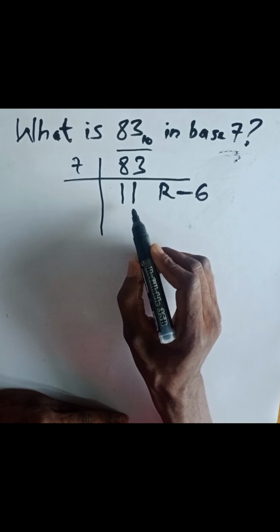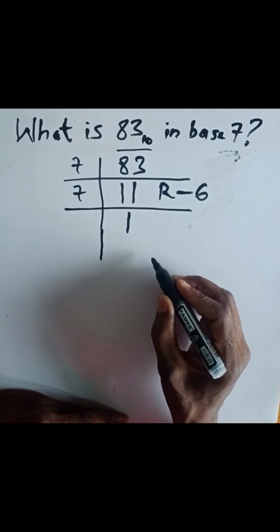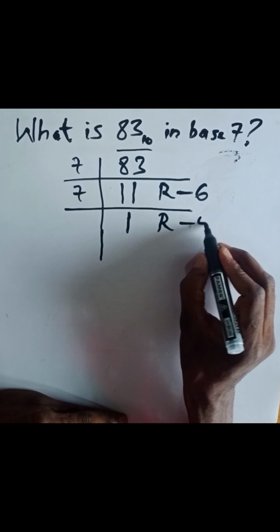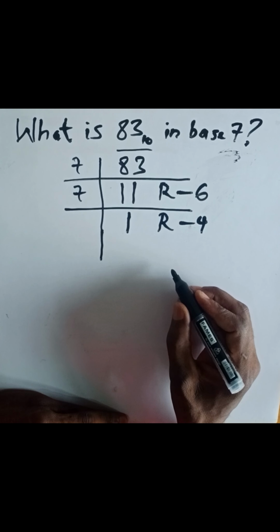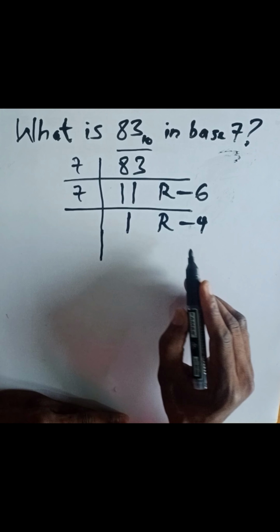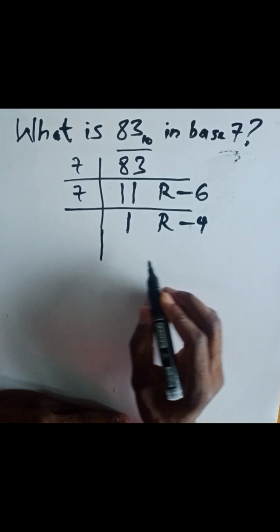Next, we have to divide this 11 by 7 again. How many 7s are we going to get in 11? For sure, that is 1. And what is the remainder? Here, the remainder is 4. 7 multiplied by 1 will give you 7. 7 plus 4 will give you 11.